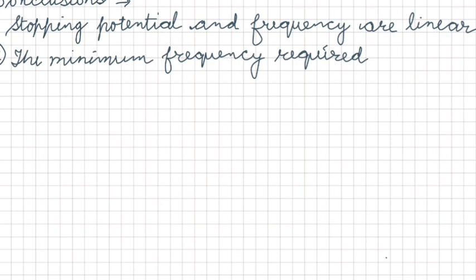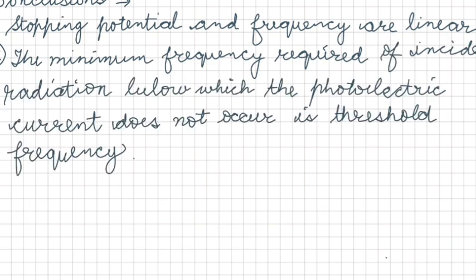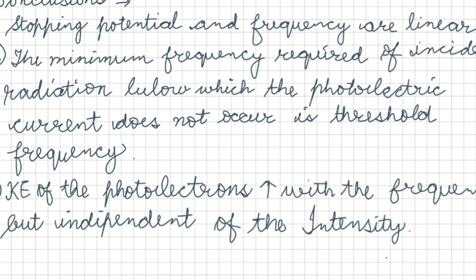Now let's see the next one. The minimum frequency of incident radiation below which the photoelectric current does not occur is called the threshold frequency. It is the minimum frequency which is required for the photoelectric current to take place. The next point says that the kinetic energy of the emitted photoelectrons is directly proportional to the frequency. As we increase the frequency, the kinetic energy will also increase, but it is independent of the intensity of the light which we are providing.